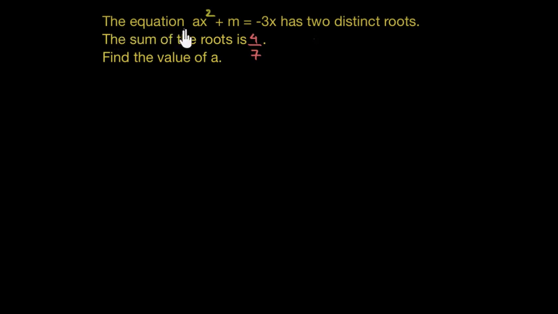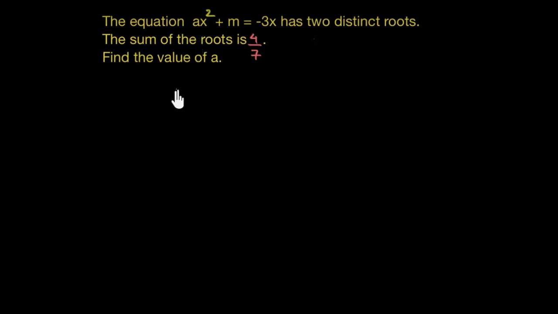The equation ax² + m = -3x has two distinct roots. The sum of the roots is 4/7. Find the value of a, where a is the coefficient of x².